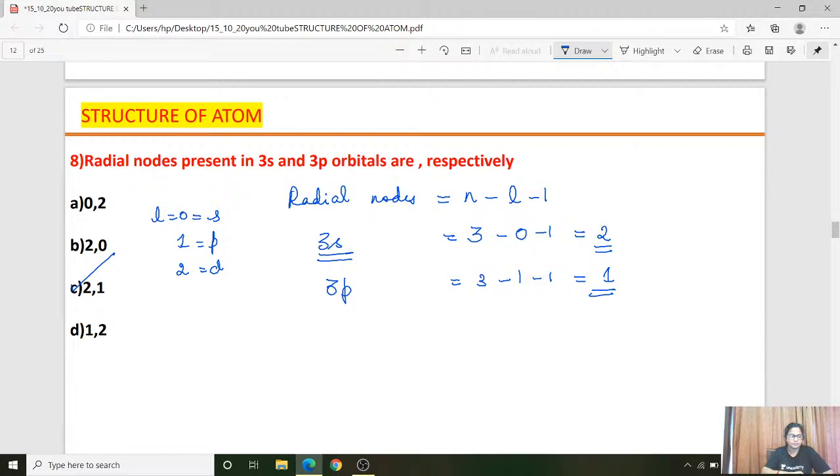Understood, students? Now, if the question is about angular nodes, then you should remember, just for your reference, I am writing here: if angular nodes are asked, then it is equal to L. So for p orbital, angular node is 1. For d orbital it is 2. So angular node is nothing but equal to L.